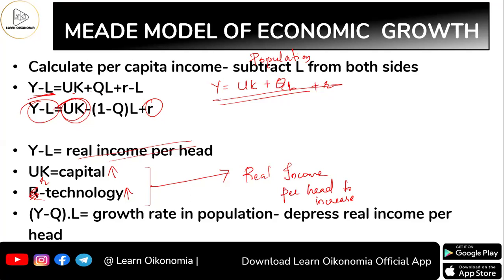But what happens when (1 minus Q) times L increases? In such a scenario, we are talking about the population growth rate in the economy. And for the very same reason, this is a factor that depresses the real income per head, because population is increasing and income is not able to increase that much. So this will definitely reduce the real income per head. So it's an income depressing factor that you will be having in the economy.